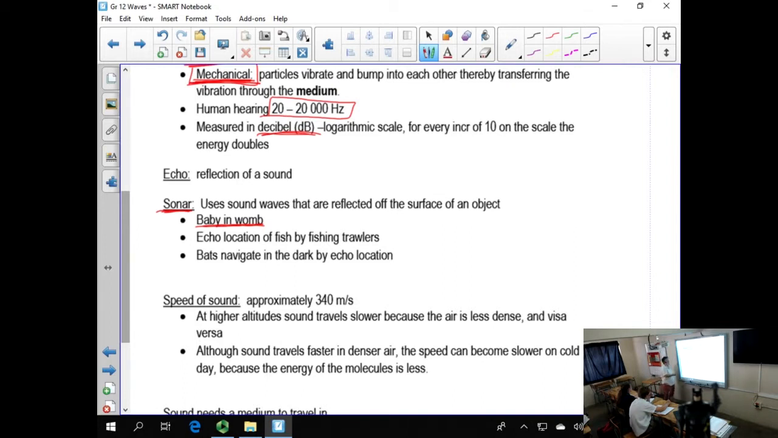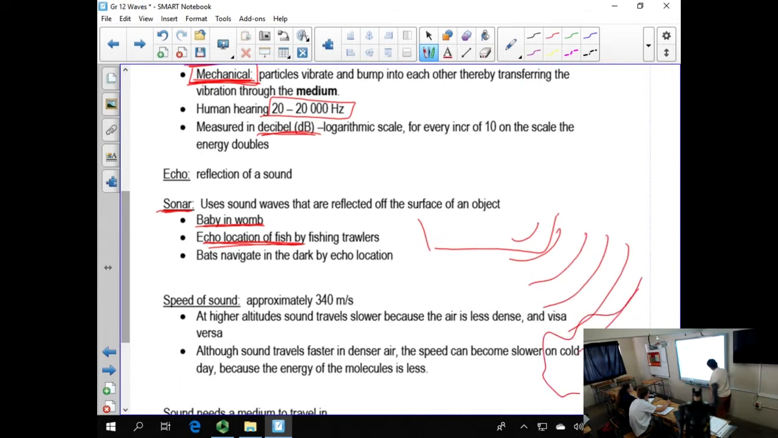Okay. All right. They use it for echolocation in fishing trawlers. The fishing trawler will send out a pulse of sound, and here we have a school of fish, and the sound wave is reflected off this wall of fish. Bats use echolocation. Whales could also be, yes.